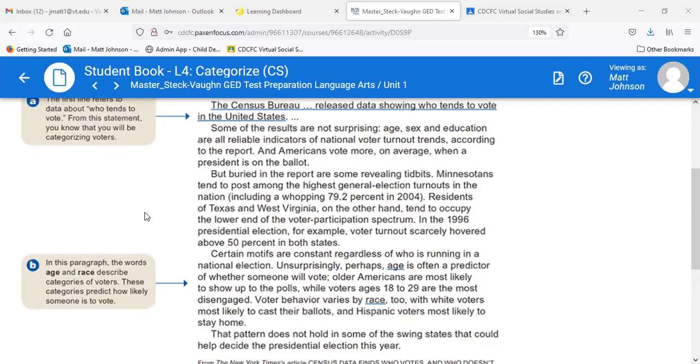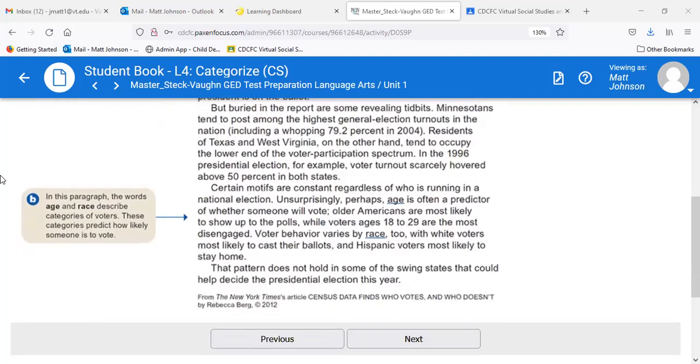Certain motifs are constant regardless of who is running in a national election. Unsurprisingly, perhaps, age is often a predictor of whether someone will vote. Older Americans are most likely to show up to the polls, while voters ages 18 to 29 are the most disengaged. Voters' behavior varied by race too, with white voters most likely to cast their ballots and Hispanic voters most likely to stay home. That pattern does not hold in some of the swing states that could help decide the presidential election this year.